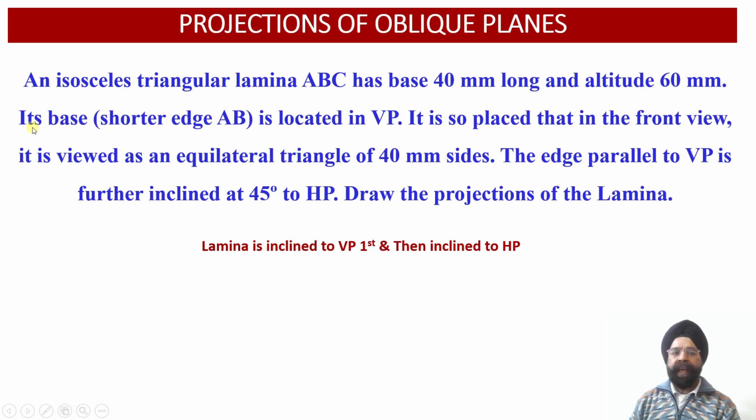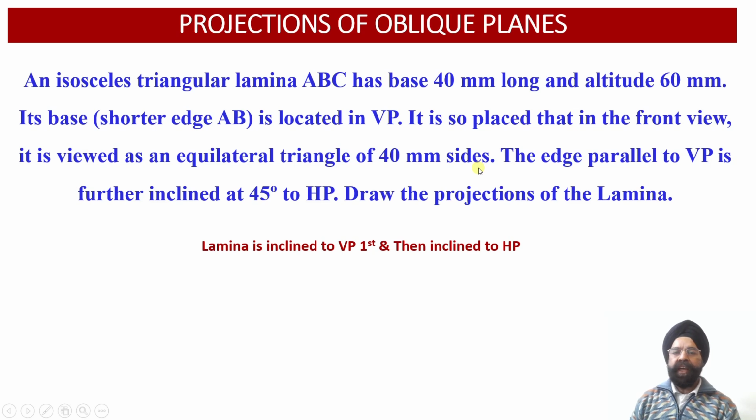Now, the base or the shorter edge AB of this isosceles triangular lamina is located in the vertical plane, and it is located in such a way that when we draw the front view, it is viewed as an equilateral triangle of side 40 millimeter.